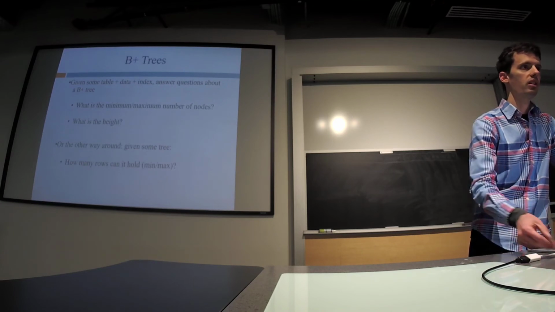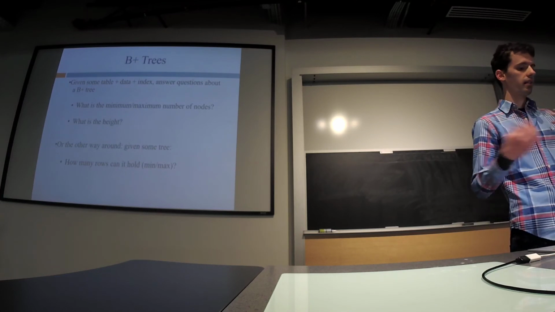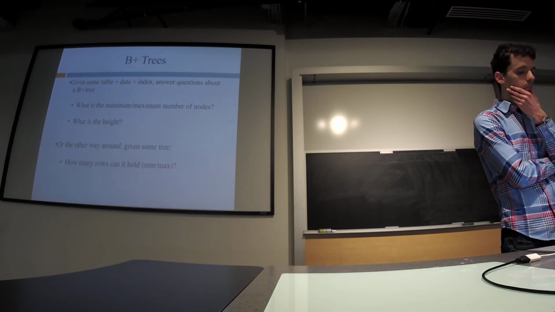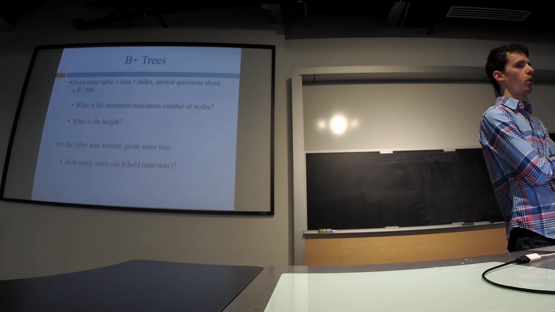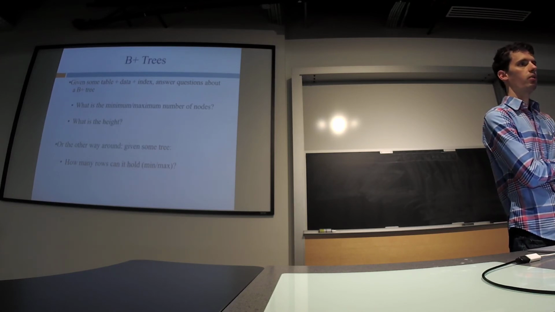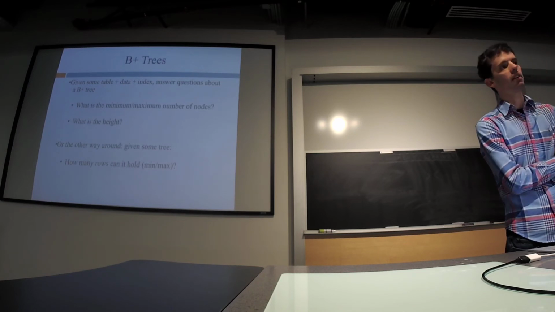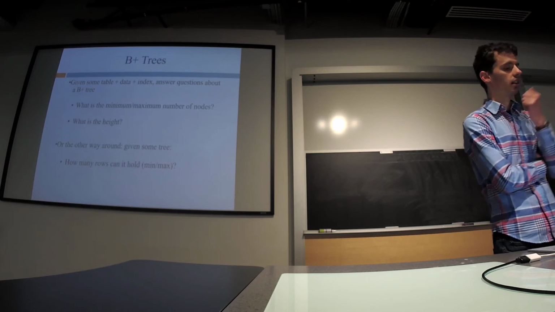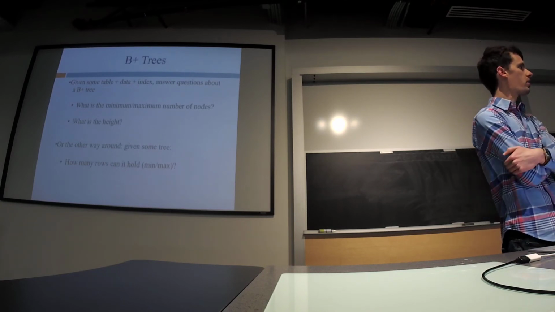And getting more into specific examples, if I give you some table and index and data, what is the maximum number of rows or keys or whatever that will fit into a primary internal node, a primary leaf node, a secondary internal node, a secondary leaf node? You've already worked on questions along these lines.